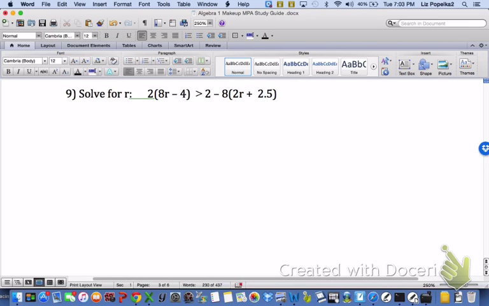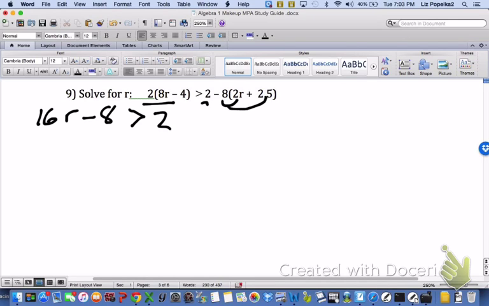So for number 9, we are solving this inequality for R, and thankfully for us, it's pretty much just like solving an equation. So that means that we already kind of know what to do. So this 2 outside of this parentheses tells us we're going to distribute the 2 to the 8R, which gives us 16R, and the 2 to the negative 4, which gives us negative 8. And we're going to set it greater than. This 2 on the right side is just kind of hanging out by itself for a second.